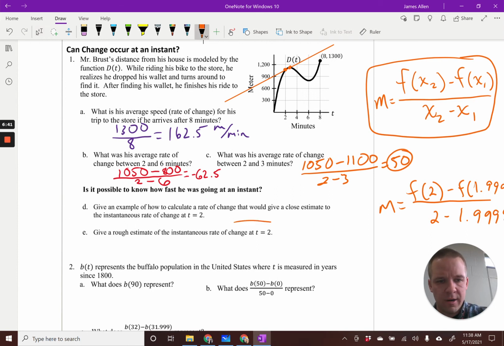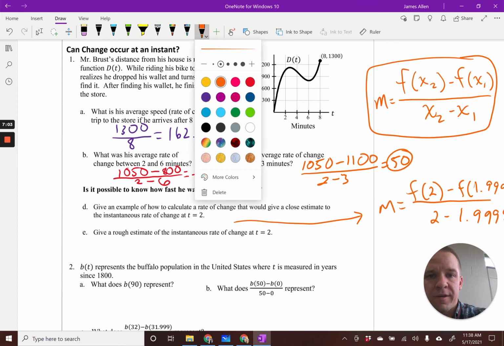So this right here would be how I'd calculate to give a close estimate of that instantaneous rate of change at 2. Again, it's not exact, but the closer I get with my x values to that 2, the more accurate it's going to be, or the closer to that actual slope it's going to be. Now, give a rough estimate of the instantaneous rate of change at 2. Let's see if we can figure that out. Or at least give a rough estimate, as it says.